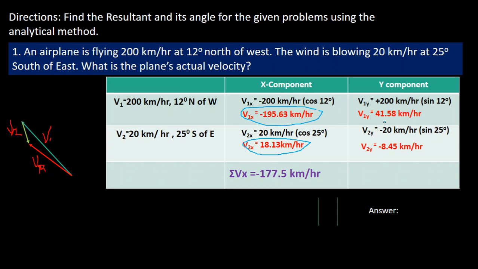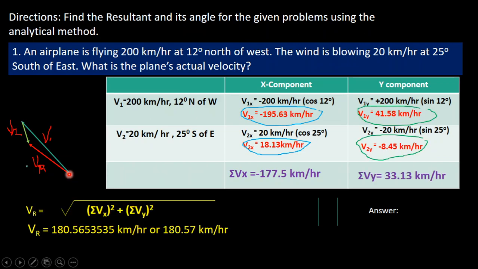Now, we're not done yet, because we still have to look for the VR, the resultant. So use this formula here. You plug in the values that we get from the 200 kilometers per hour at the north, and from the 20 kilometers per hour at 25 degrees south of east. So you plug in these numbers using the calculator here.